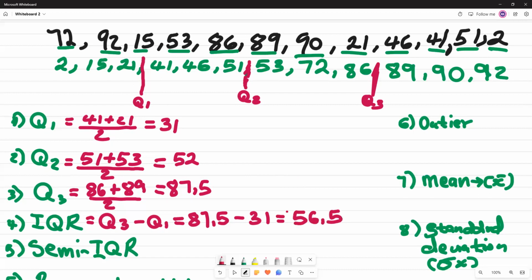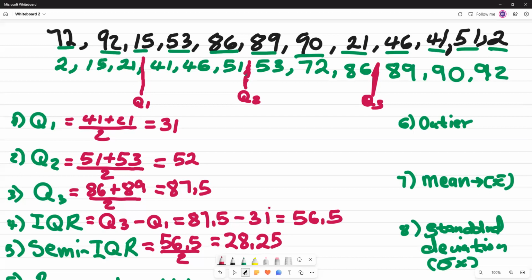And then semi IQR, semi means half. So you just take the IQR and divide it by 2. That should give you the semi interquartile range. Now let's see what this gives us. That divided by 2 gives us 28.25. That is our semi IQR.